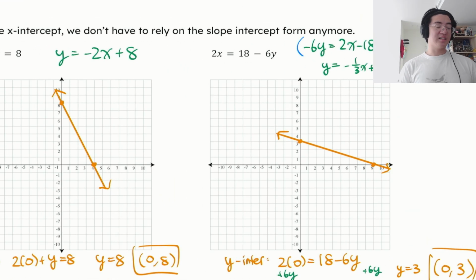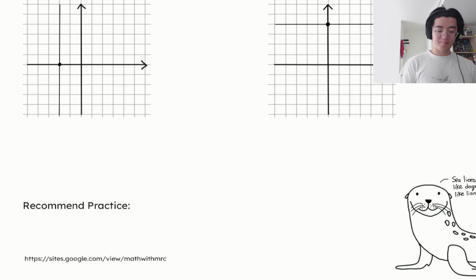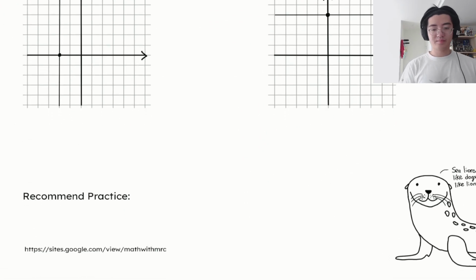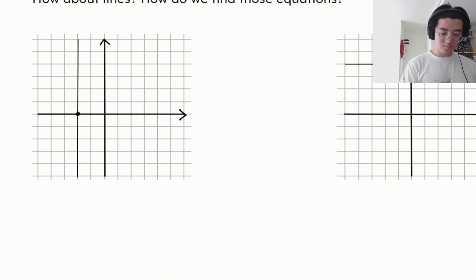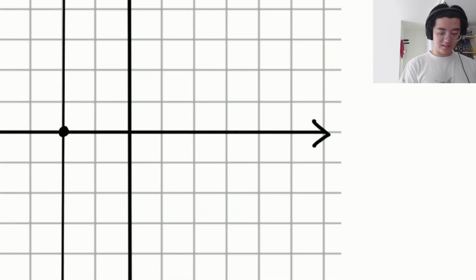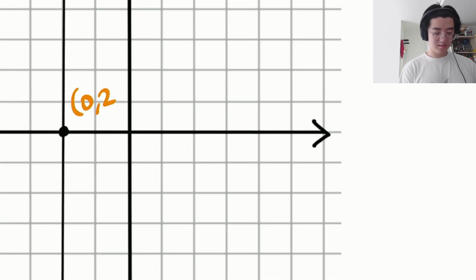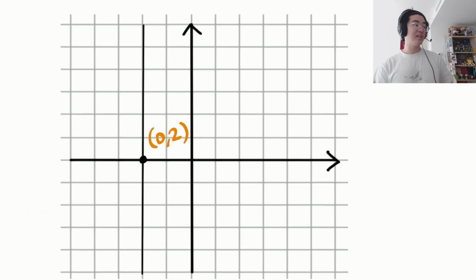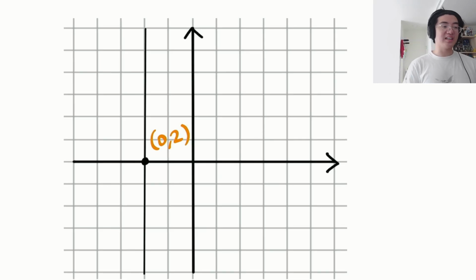Okay, and then the last concept is straight lines. Right, how about this? The x-intercept is 2. But you can see for every single value on this line, it's always going to be 2. Alright, so here, oh, sorry, I got it wrong. Backwards again. 2 comma 0.